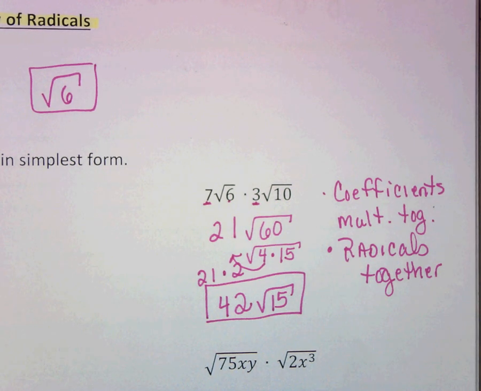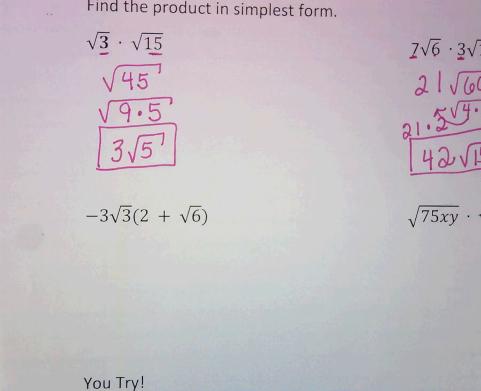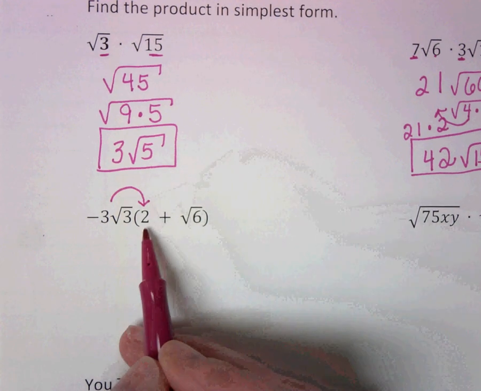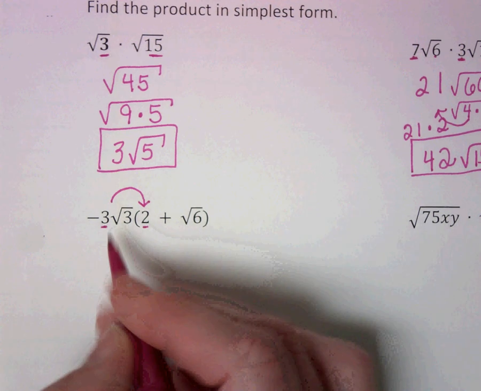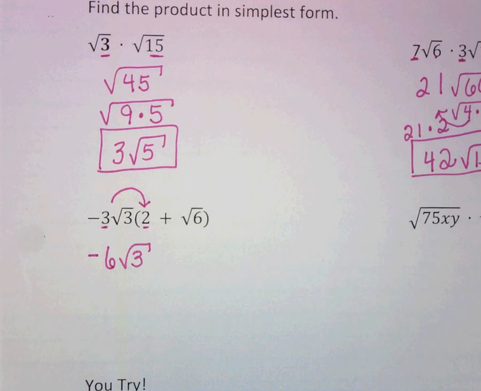Okay, look at the next one. We've got the distributive property here. Remember, any radicals can be multiplied together. They don't have to be like radicals. So here we're going to distribute. 2 is not a radicand, so we're going to multiply it with a -3. So this is -6, the square root of 3.